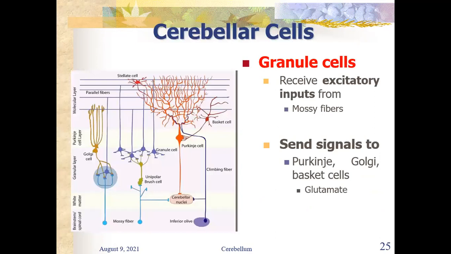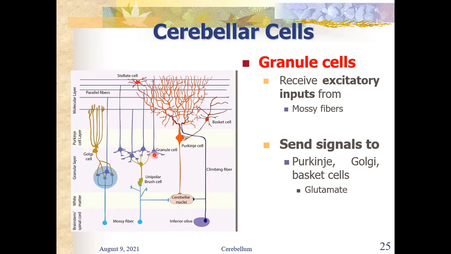When we go to the granule cells, we are still on the excitatory cells of the cerebellar cortex. The granule cells receive excitatory input from the mossy fibers. You can see the granule cells here. The mossy fibers, remember, are one of the main excitatory inputs to the cerebellar cortex.